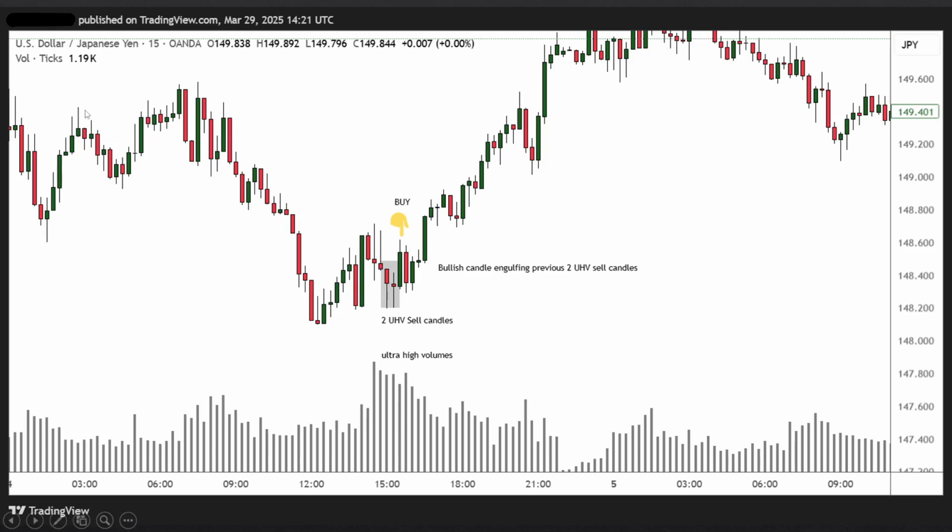Again, this is a 15-minute chart of USD JPY. The market has come down, then the market took support, then the market jumped up, then the market slowly came down with a low body, two sell candles with an ultra high volume. The market starts slowly going up, also with ultra high volume. The market is clearly engulfing the ultra high volume sell candles, meaning smart money is actually buying here clearly.